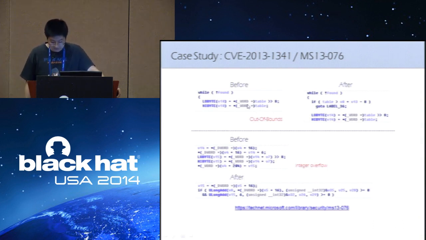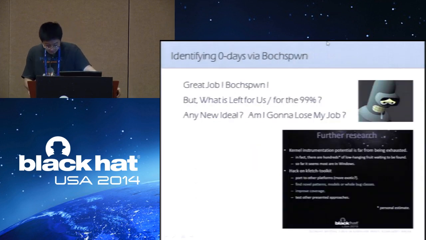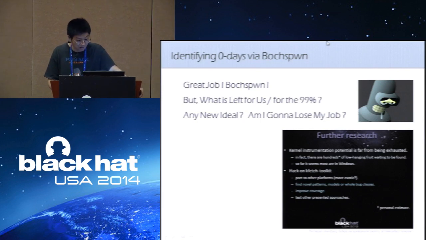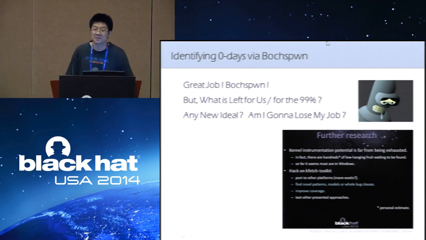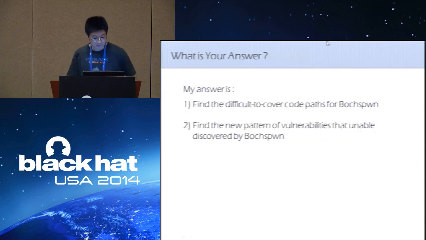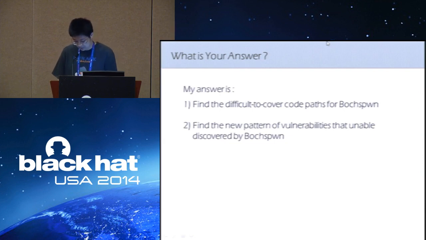But after the excitement, we need to ask ourselves, what has been left behind by BoxBone? What is left for us? What is left for the 99%? I'm going to lose my job, or I need a new idea. After a long time thinking over this issue, I came up with the following answers: first, find the code paths that are difficult for BoxBone to cover, and second, find a new pattern of vulnerabilities that BoxBone is unable to discover.